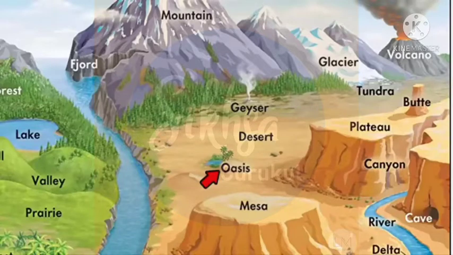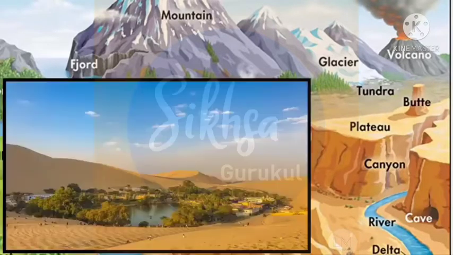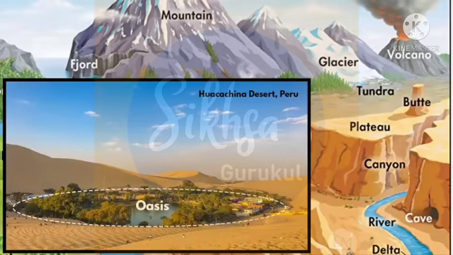Now that you know what is a desert, in a desert you will also find oases. Oases can be naturally formed or man-made. Basically, in a desert, if you find a small region where there is water on the surface, it is called an oasis.